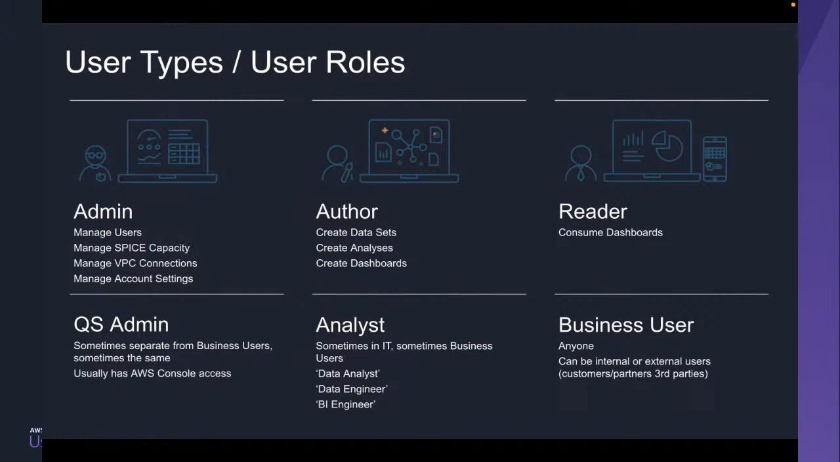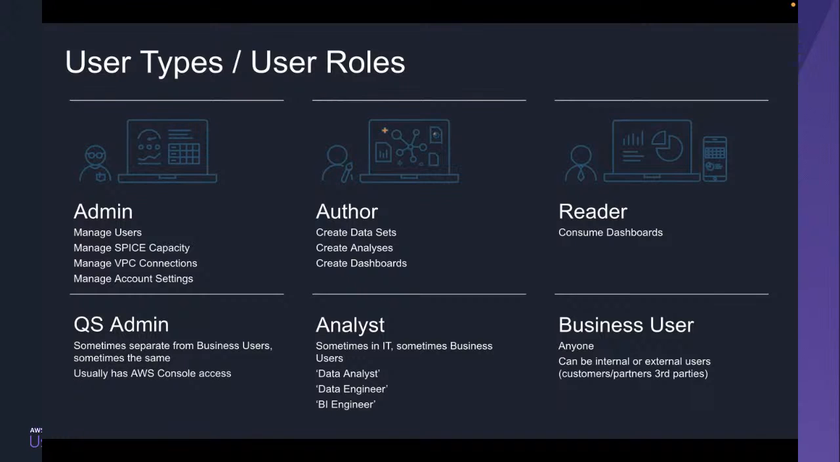Then you have different kinds of personas. Now you may come and say, okay, I do want to have different kinds of users and permissions, right? So there you can have different kinds of user types and user roles. Technically there are three kinds of users you can have. One is the administrator, the second is the author, and third is the reader.